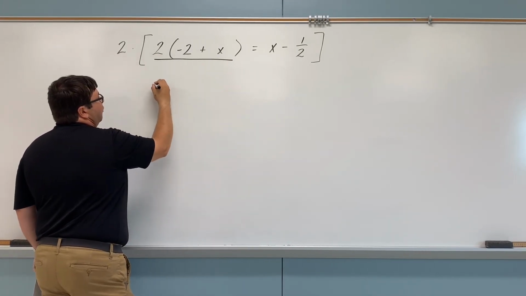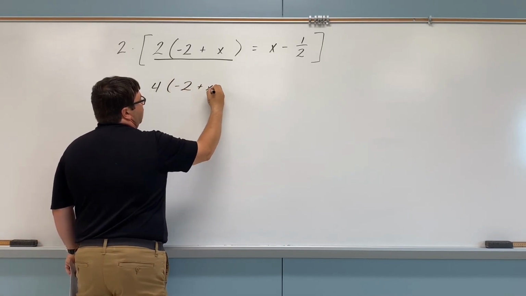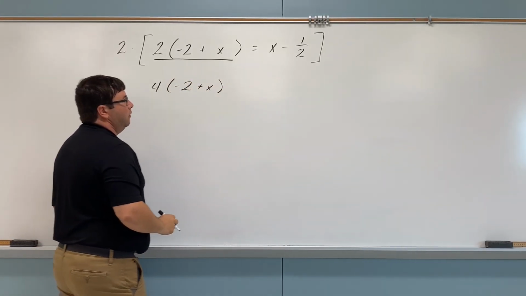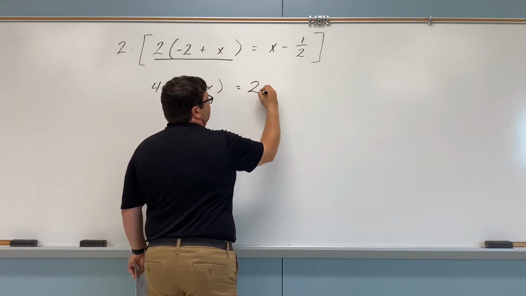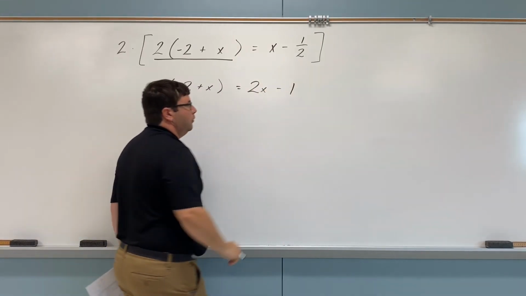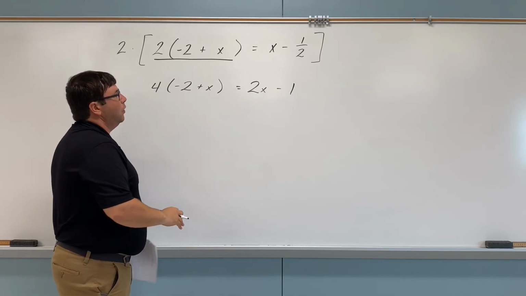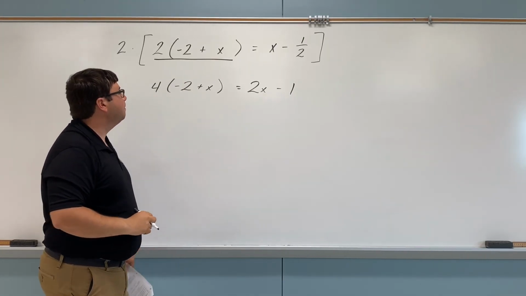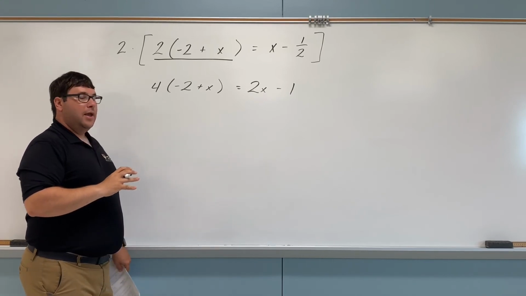So I have 2 times 2, which is 4, times my quantity of -2 plus x. 2 times x. 2 times 1/2 is just 1. You are clearing your fraction, so that's why it is just 1. It's just your numerator value there. Okay, now, very good. What we're going to do at this point is simplify.